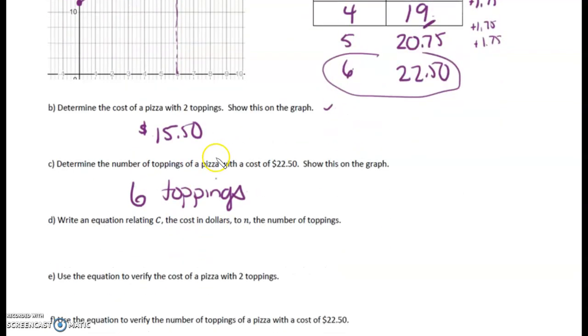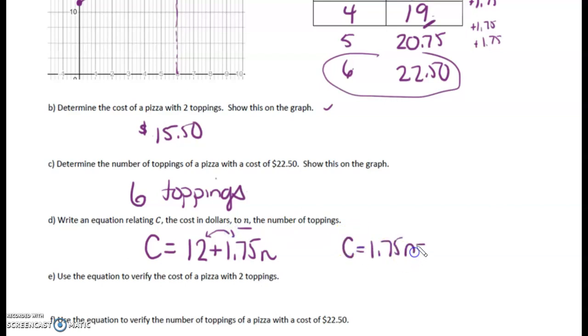Now let's write an equation relating C, which is the cost in dollars, to n, the number of toppings. So no matter what, we're going to have to pay $12 for the pizza, and then we're going to pay $1.75 per topping. So this is going to be the equation. If you wanted it in y equals mx plus b form, we can simply change the position of the 12, and it's C equals 1.75n plus 12.